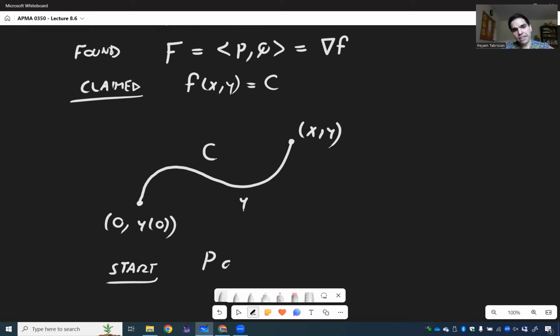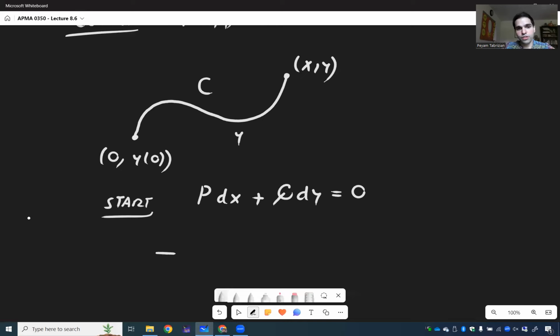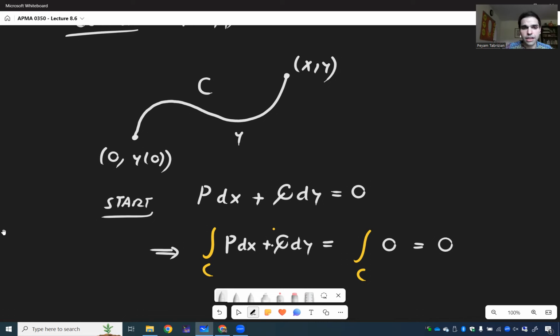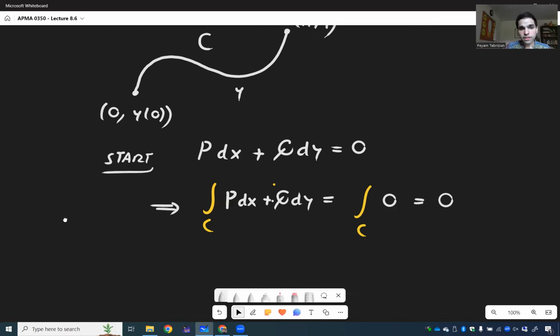Start with P dx plus Q dy equals 0, and take the line integral, if you know what that means. So, the line integral of P dx plus Q dy equals the line integral of 0, which is 0. Think like a definite integral. That's on the one hand. On the one hand, if you integrate the ODE, you get 0.